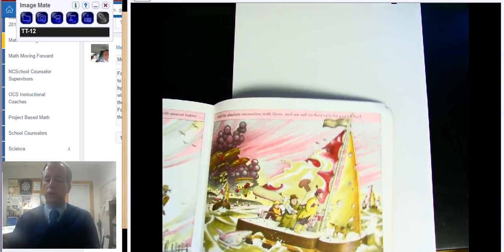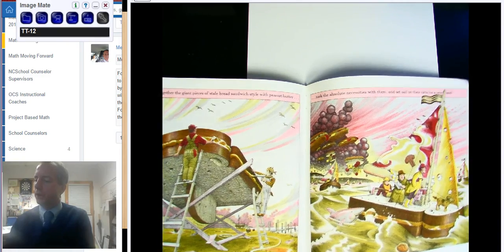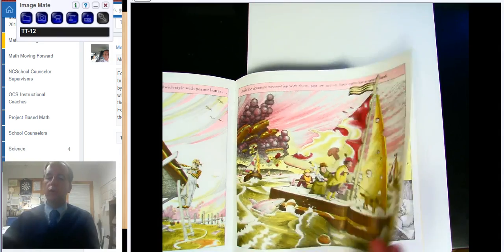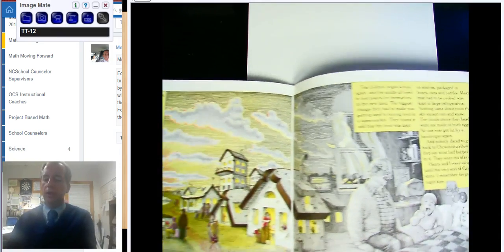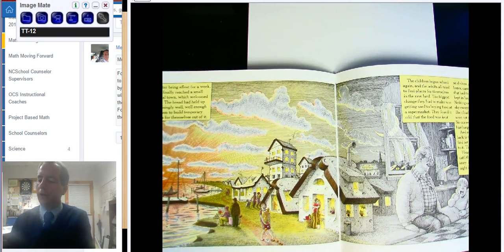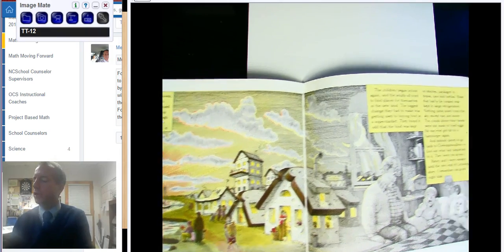The people glued together the giant pieces of stale bread sandwich style with peanut butter, and they took their absolute necessities with them and set sail on rafts for a new land. After being afloat for a week, they finally reached a small coastal town which welcomed them. The bread had held up surprisingly well enough for them to build temporary houses for themselves out of it.